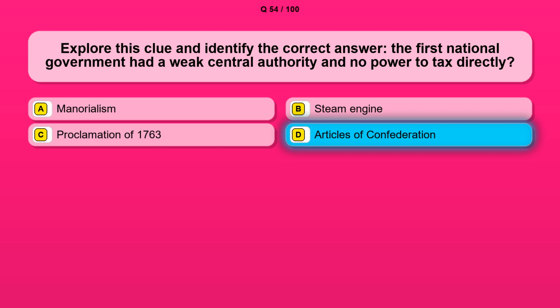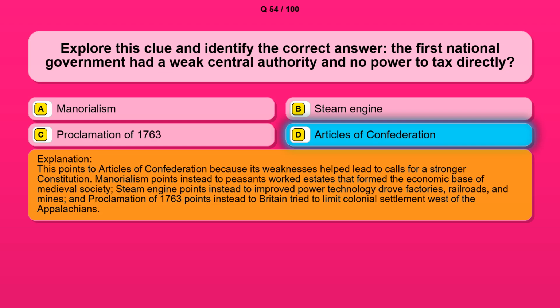The correct answer is option D, Articles of Confederation. This points to Articles of Confederation because its weaknesses helped lead to calls for a stronger constitution. Monorealism points instead to peasants' worked estates that formed the economic base of medieval society. Steam engine points instead to improved power technology drove factories, railroads, and mines, and Proclamation of 1763 points instead to Britain tried to limit colonial settlement west of the Appalachians.